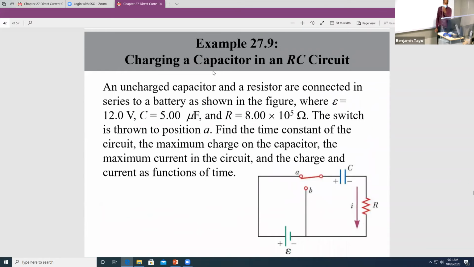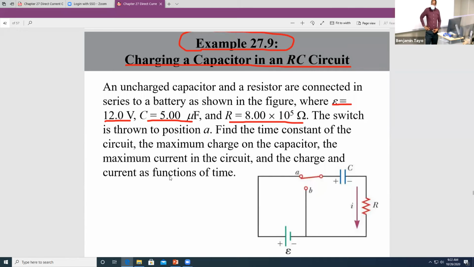Now let's look at this example. I think solving one example can help to really explain some of the things that we've been looking at. So let's look at example number 27.9. In this example, we're going to charge a capacitor in an RC circuit. The very first thing is that I want to read this problem and make sure that we understand all the quantities that are given here. So it tells me the charging voltage is 12.0 volts, the capacitance is equal to 5.0 microfarads, and the resistance is 8.00 times 10 to the power 5 ohms.